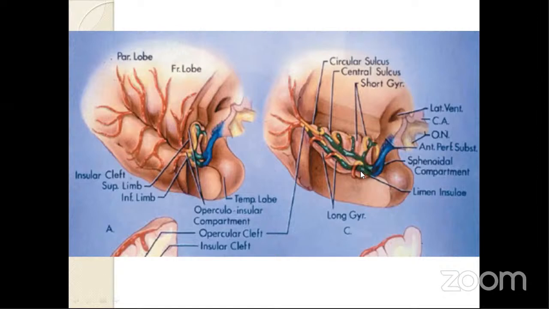So on further dissection, the M1 segment is blue, it curves at 90 degrees. This is genu. The green one is M2 segment. Then M2 segment at circular sulcus again turns at 180 degrees and it becomes the M3 or the opercular segment, and it further goes towards the cortex and is known as cortical branches or M4 segment of MCA.